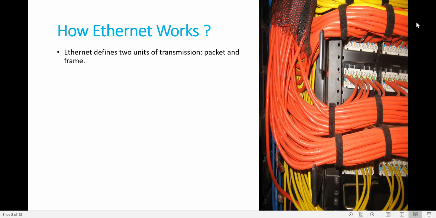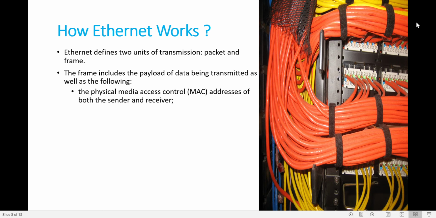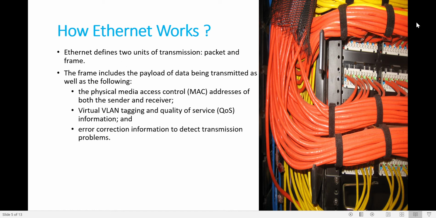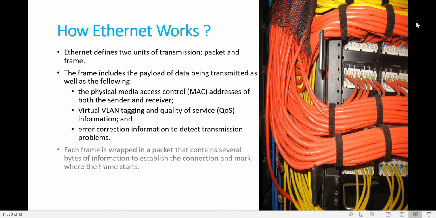Now, Ethernet defines two units of transmission. One is the packet, the other is the frame. The frame includes a payload of data that is transmitted as well as the following: the physical media access control, or MAC, addresses of both sender and receiver, virtual VLAN tagging and quality of service information, and error correction information to detect transmission problems.